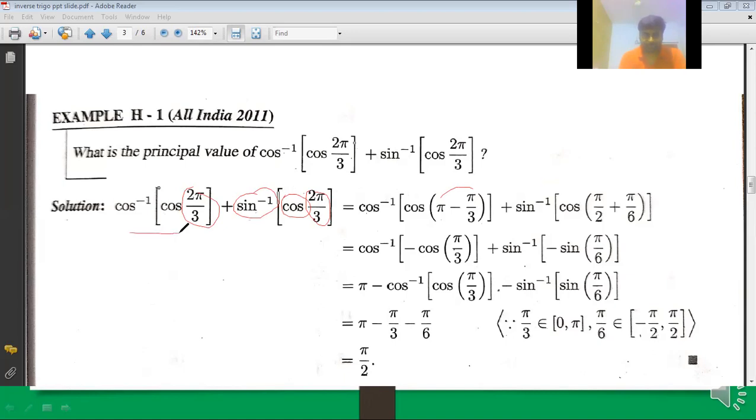See here, directly I cannot cancel cos inverse cos because 2 pi by 3 does not lie in cos domain. What is cos domain? 0 to pi closed interval. But here 2 pi by 3 means how much? 2 into 60. Yes. So 2 pi by 3, we should write pi minus pi by 3 there. Then what will you get? Here minus cos pi by 3. Correct? We have to simplify this.